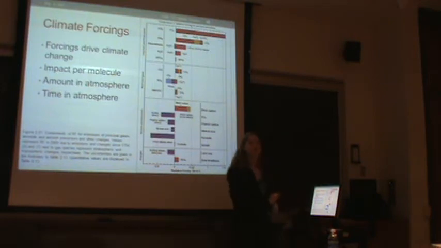And at the bottom there, you can see solar irradiance. So as always, the solar irradiance does have an effect on the climate. It does have some driving force, but it's much smaller than the anthropogenic, or the human-caused, changes.